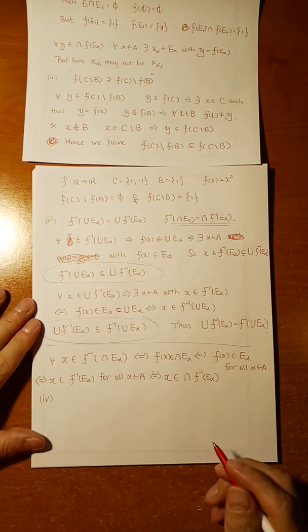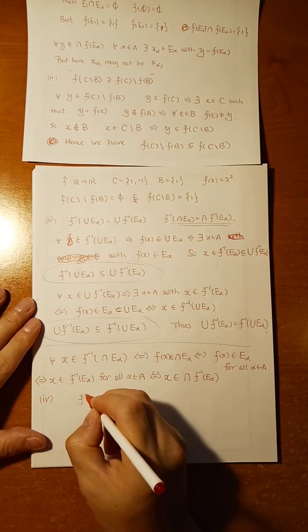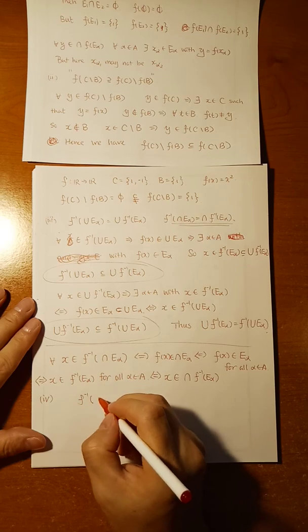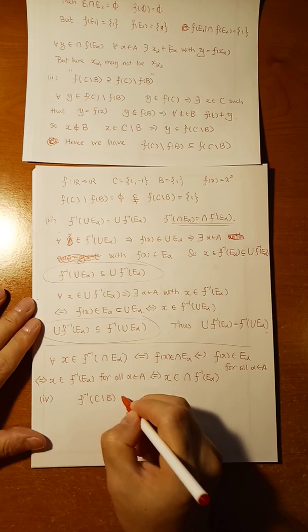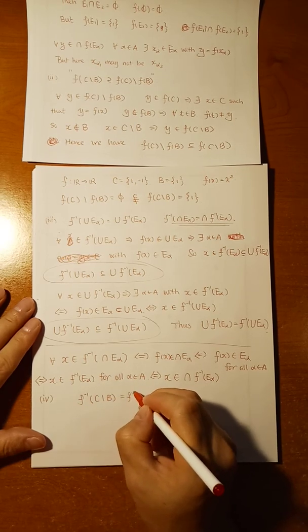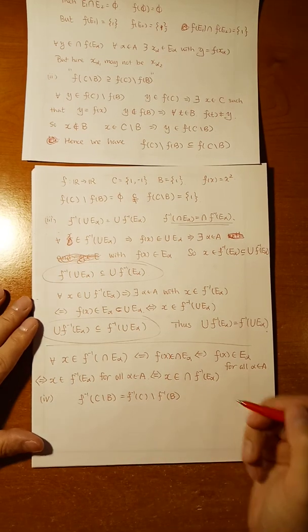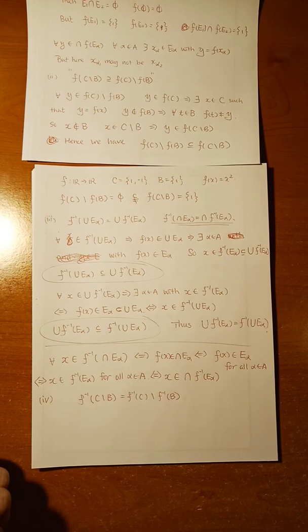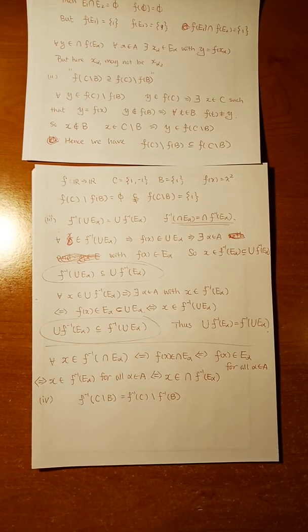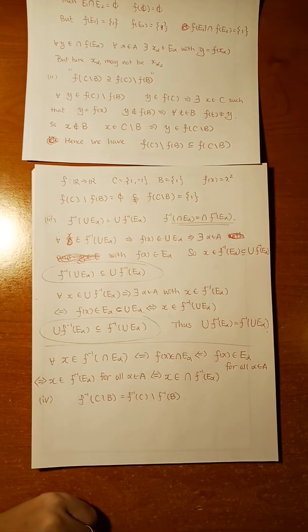Part 4. In part 4, we're going to show that f inverse of C without B is equal to f inverse of C without f inverse of B.